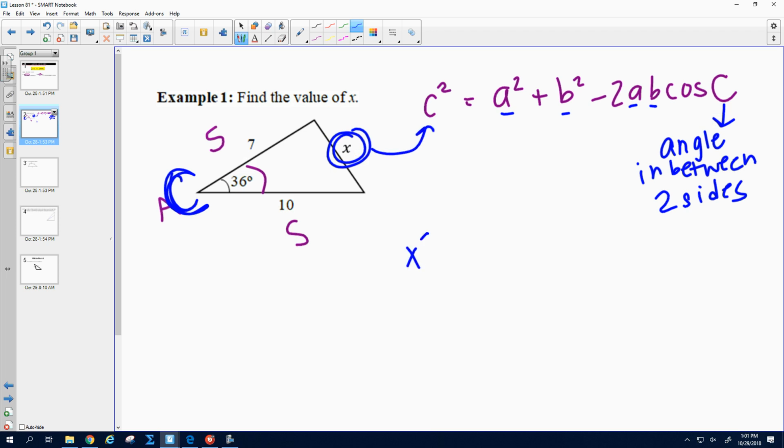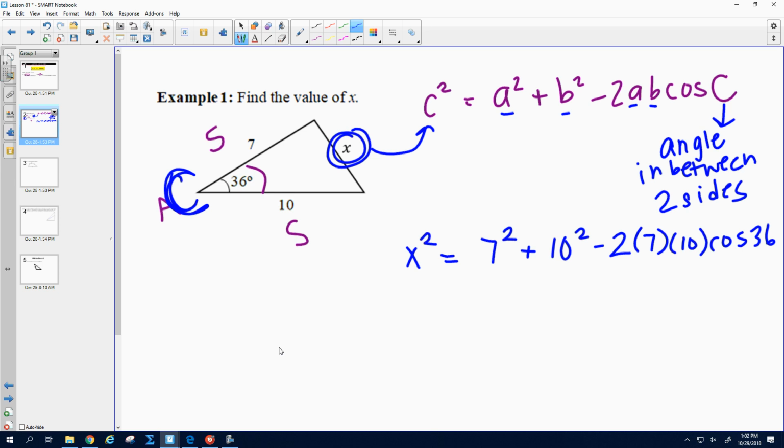So I'm going to do x squared equals. Now I have a and b. These are the surrounding sides. Order does not matter. So I'm going to do 7 squared plus 10 squared minus 2, and then I plug those in again, 7, 10, times the cosine of the angle that's in between those two sides that I just filled in. So cosine of 36 degrees.